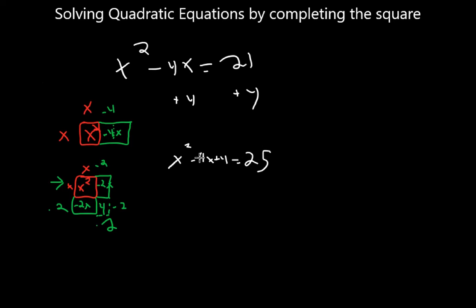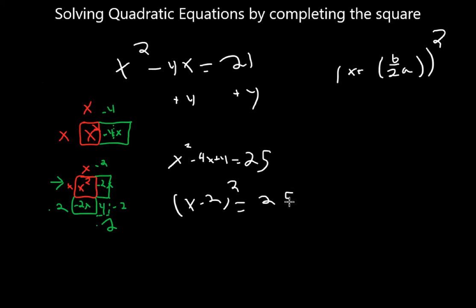Now once again I could factor this, but the nice thing about the area model is I don't need to factor it, and I don't need to remember that it's going to be x plus b over 2a squared, because it will always be that. We can just intuitively look at our box and say, oh, of course, it must be x minus 2 squared, because the side lengths of the box are x minus 2, which will equal 25.